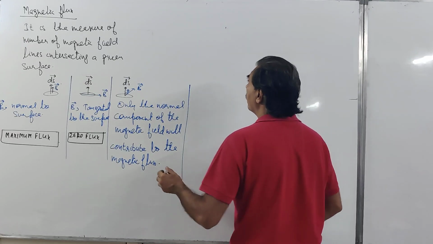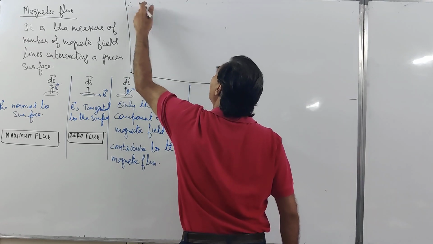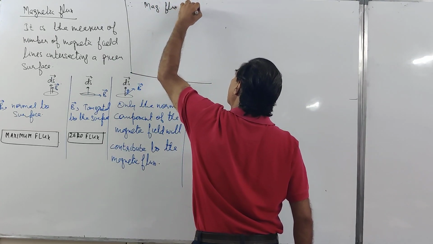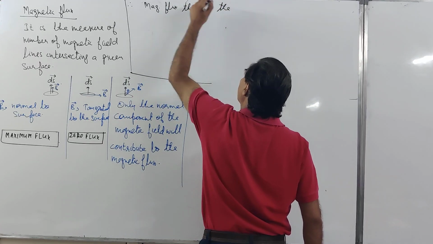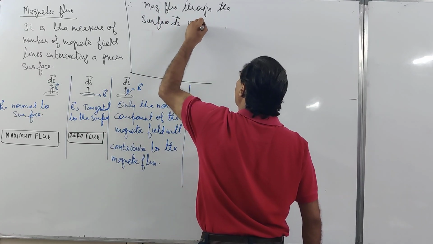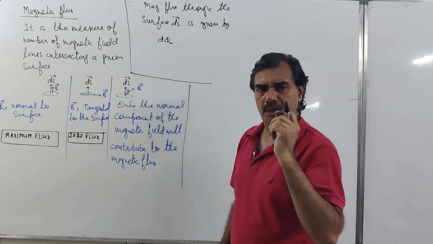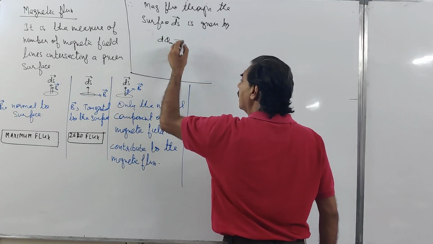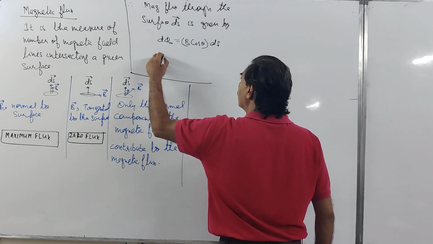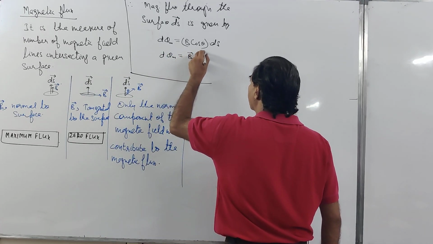Therefore, magnetic flux through the surface ds is given by d phi m, magnetic flux, is B cos theta into ds, or d phi m will be B dot ds.